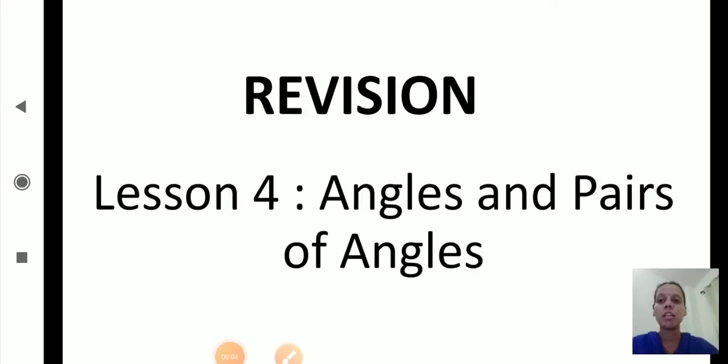In the previous session we started revision. We have done revision for lesson number 2. Now today we will start with lesson number 4, that is angles and pairs of angles. Lesson number 2 and lesson number 4, both the lessons are there for your exam. So lesson number 2 we have completed. Now lesson number 4 today we will start. So we will revise lesson number 4 now.